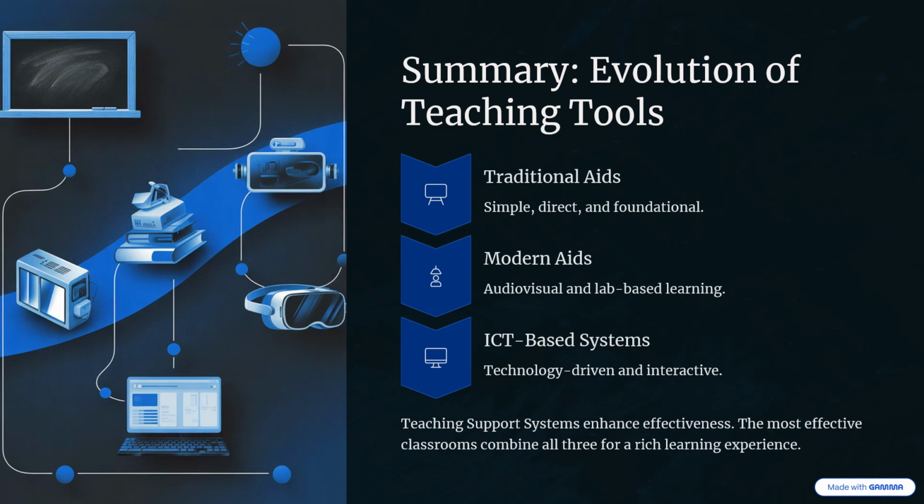Let's quickly revise the entire concept. The first one is traditional aids. They are simple, direct, and foundational. Examples include blackboard, charts, maps, models, and textbooks. The second one is modern aids. They focus more on audio visuals and practical learning. Examples include audio aids, OHP, films, and laboratory tools.